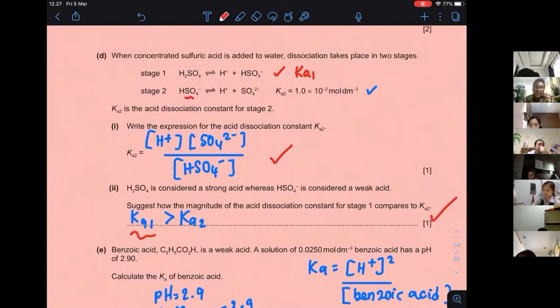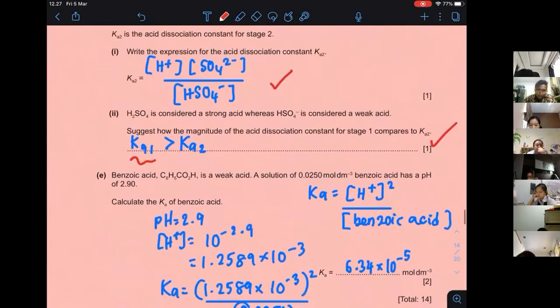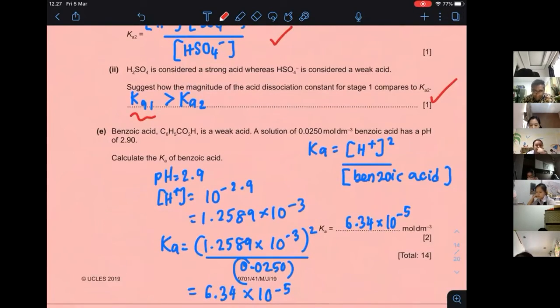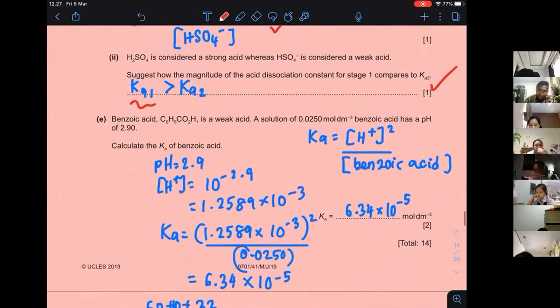When the question says suggest, you only need to give a suggestion; that is enough. Now, benzoic acid is a weak acid. The pH is given, so I'm very sure you know how to calculate the concentration of H plus, and then use the formula.